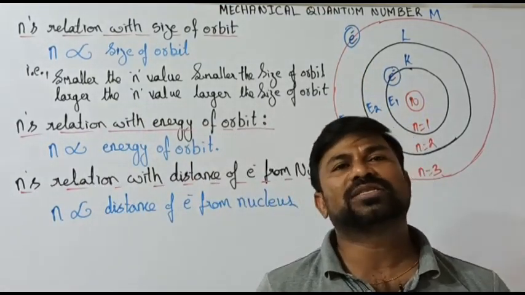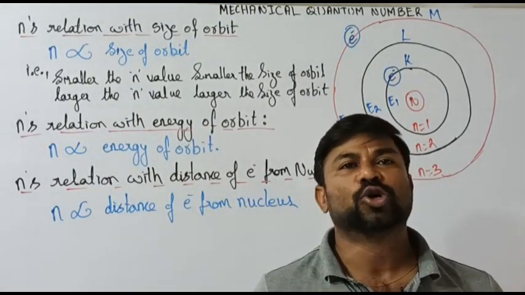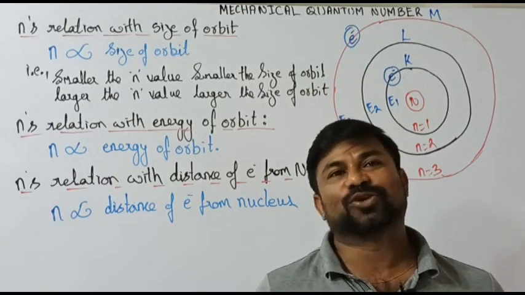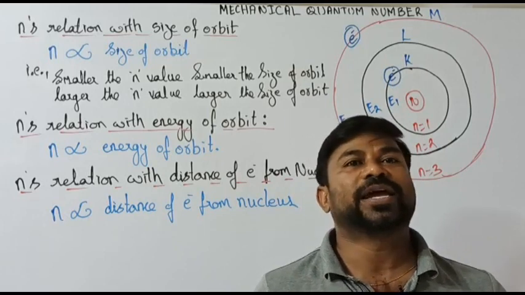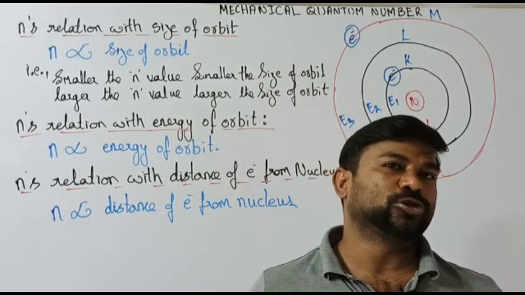So this is how principal quantum number helps us to know a lot of things. So that's what principal quantum number is, one of the main factors explaining about the electron, its position and its state.